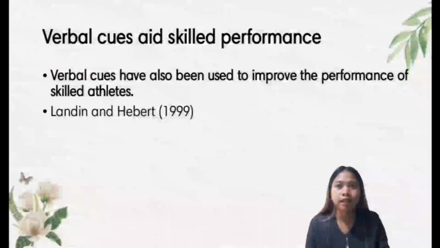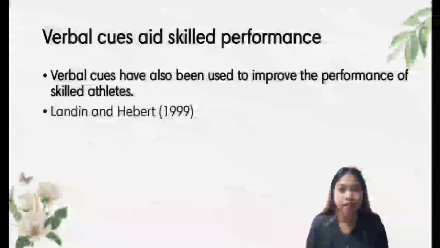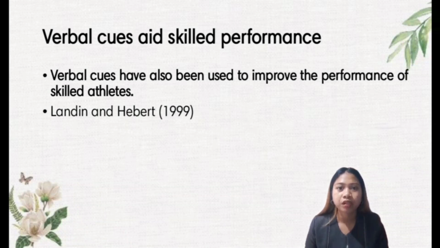Verbal cues aid skill performance. Verbal cues are also used to improve the performance or skills of athletes. For example, London and Herbert, 1999, had university female varsity tennis players use self-cueing to help themselves improve their volleying skills. Players learned to say "split" to cue them to hop to a balanced 2-foot stop that would allow them to move in any direction.